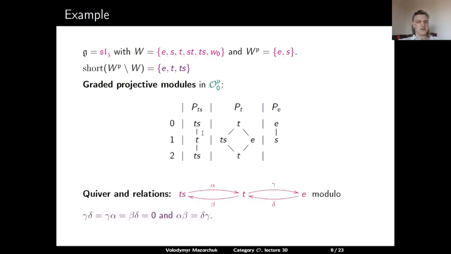Here is a description of the algebra of this block by quiver and relations. We have three vertices, TS, T, and E, and the arrows alpha from TS to T, gamma from T to E, delta from E to T, and beta from T to TS. The relations are that gamma after delta is 0, gamma after alpha is 0, and beta after delta is 0. And then here in the middle we have that alpha after beta is equal to delta after gamma.